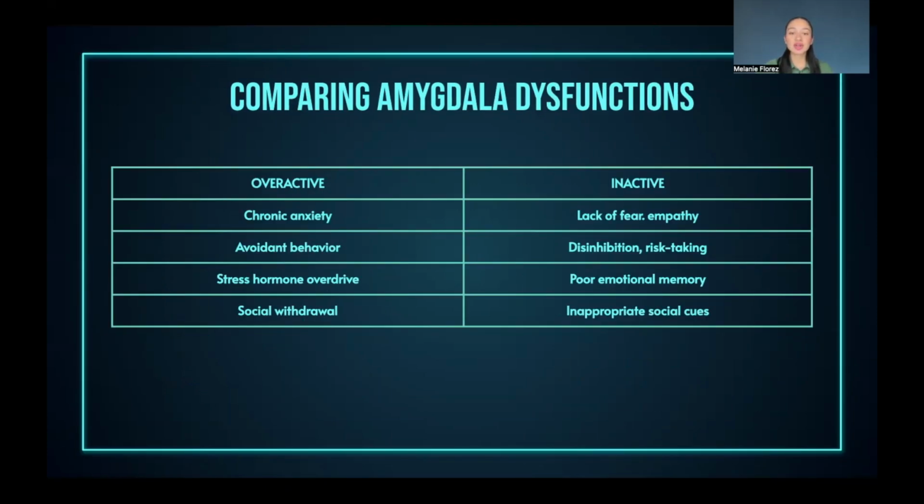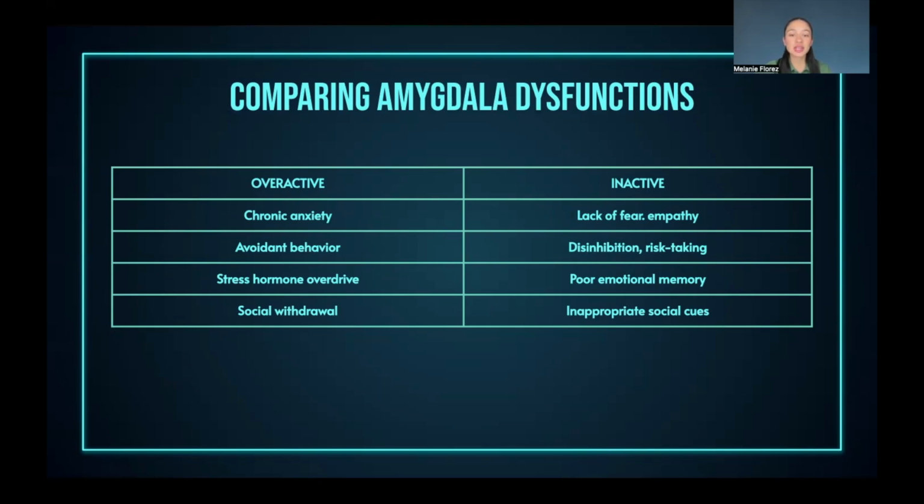So here we can see a summary contrasting overactive and inactive amygdala functions. These two are extremes on a spectrum of emotional regulation which we have been talking about. In overactivity, people experience excessive fear, even in safe situations. The world feels threatening, and social engagement becomes overwhelming. This leads to avoidance, withdrawal, and intense psychological distress.